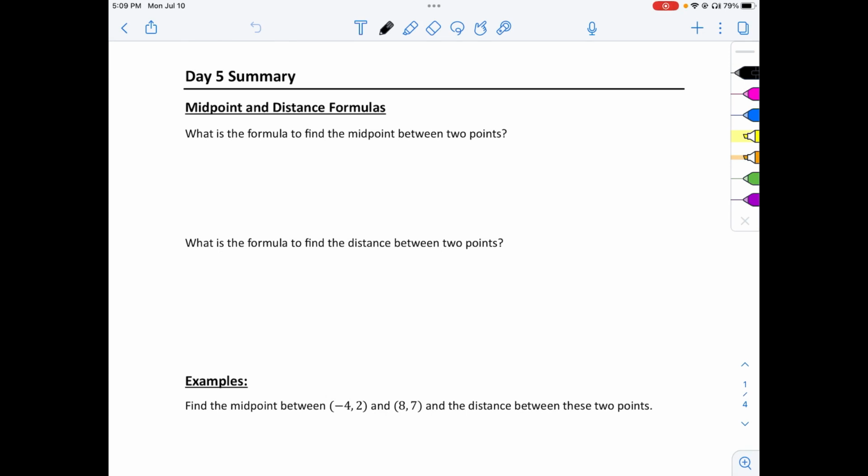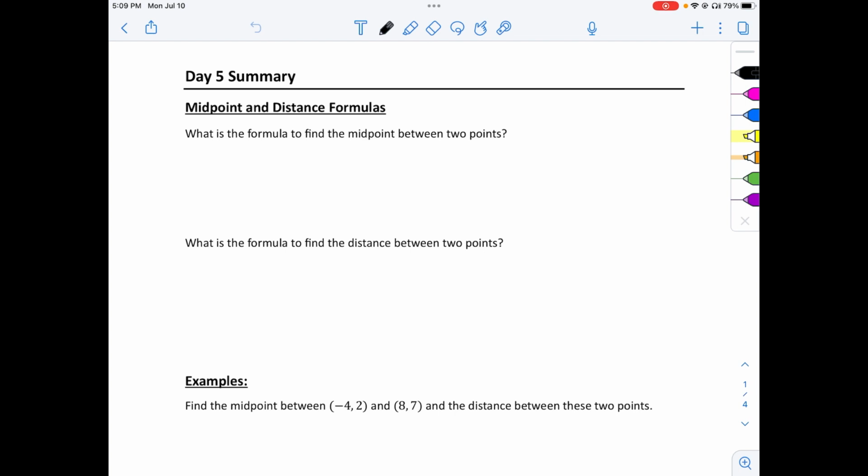Today we are going to be looking at determining the midpoint of a line segment as well as the distance of a line segment. So first we're just going to start with the formulas. They are pretty easy to just fill the coordinates into and solve.